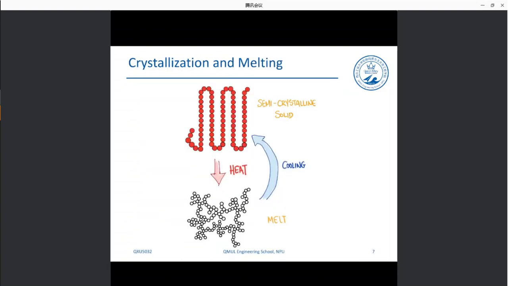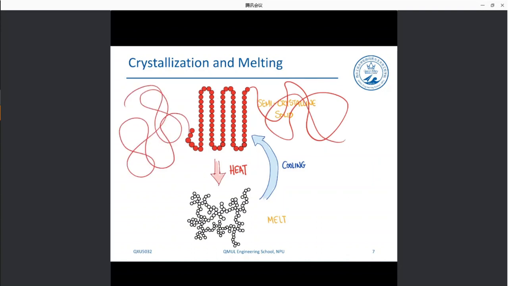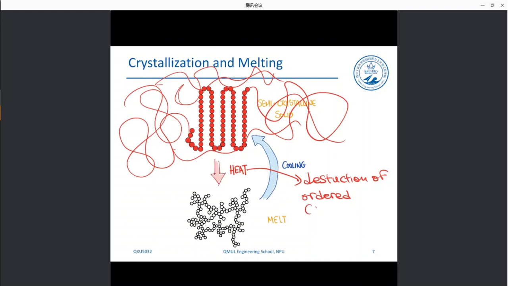So for semi-crystalline materials, we said that from a semi-crystalline state, if we heat the semi-crystalline material, of course, that is the arranged chains, okay? You can realize that we have many more chains surrounding the crystalline states. So for a semi-crystalline solid, if we heat it, we destroy any crystallinity, okay? So by heating, we have destruction of ordered, that is the crystalline regions.